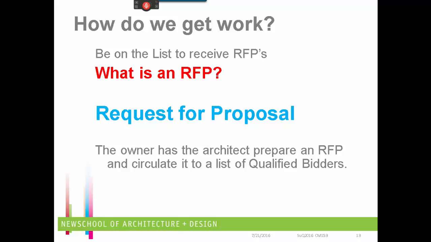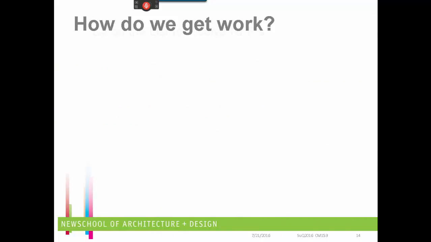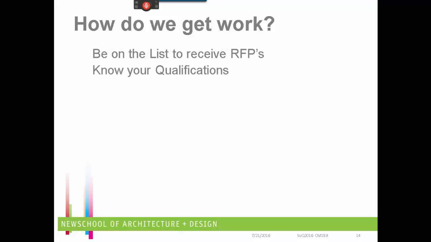Now, we've talked about that you've got to be on the list to receive RFPs. How do you get on that list? Well, you need to know your qualifications. And in order to know your qualifications, you need to understand your financial strength, your project experience, your technical capabilities of meeting the needs of the design in order to be able to do the complexities that are included in the design. And you need to be prepared to submit your qualifications to the owners and developers when you learn of projects in their early stages.